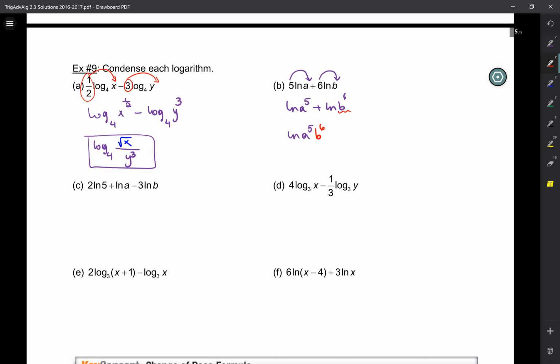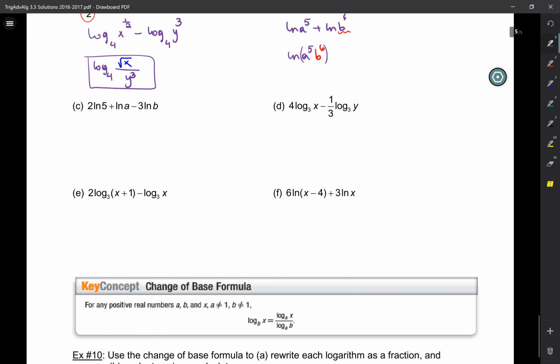If you have another ln in there, it's completely wrong. So if you did ln of a to the 5 times ln of b to the 6, completely wrong. If you really want to be a mathematician about it, parentheses will work, but I'll leave it up to you. Okay. So here, what happens to the 5? The 2 goes on by the 5. And the 3, that's going to be. Okay, so go ahead and condense that.